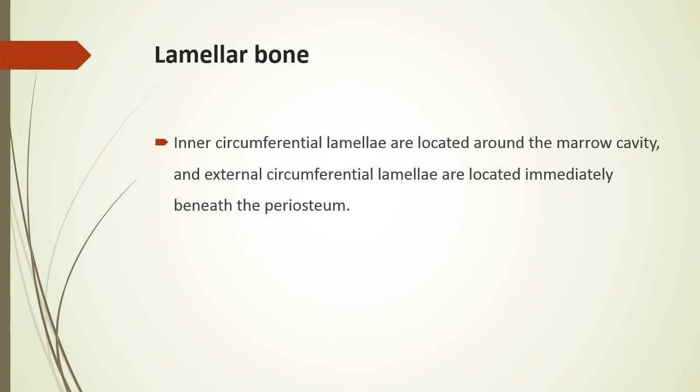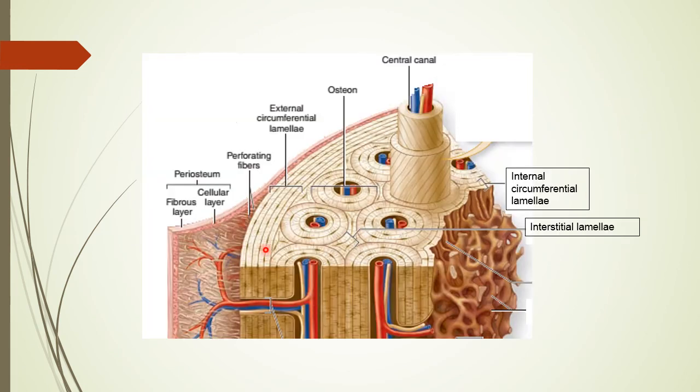Beneath the periosteum. Look at it in the image here. You see these lamellae called external circumferential lamellae just beneath the periosteum. They encircle the whole bone, all around. And on the inner side we have the internal circumferential lamellae, and these are also all around the inner surface, and they are found around the marrow cavity.